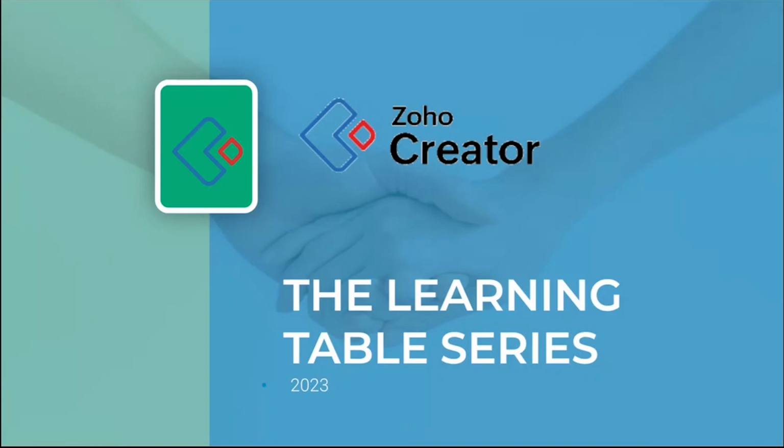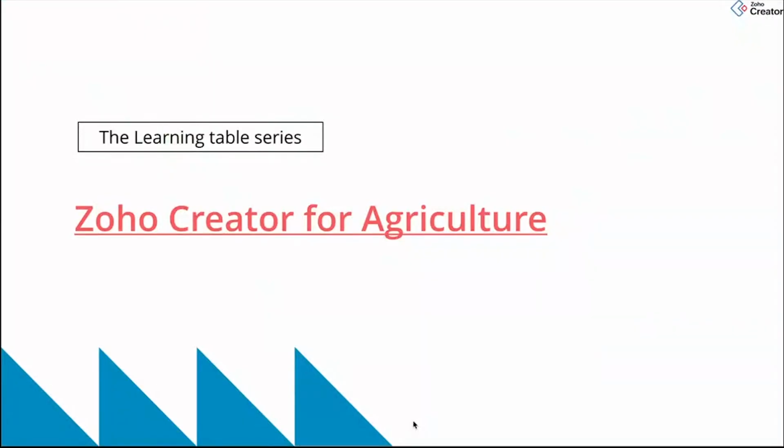The Learning Table Series is a month-on-month session which is held on the first Thursday of the month. In this series, we usually take an industry and we discuss all the possible automations that can be provided to that industry on top of the Zoho Creator platform. So in that flow, this month we are going to talk about Zoho Creator for agriculture.